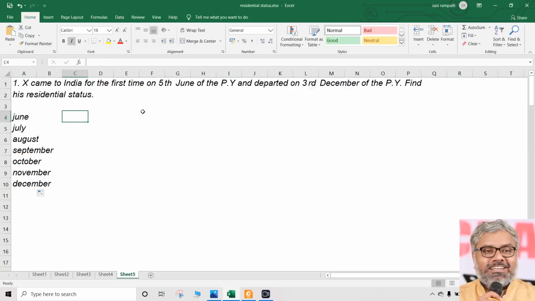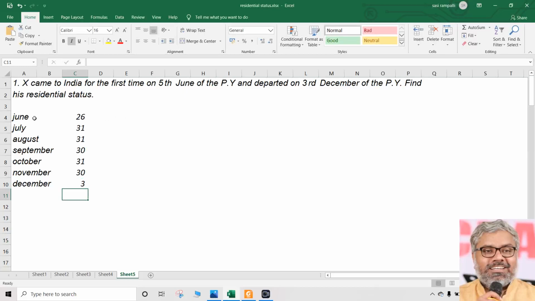In June, how many days he stayed, including the day of arrival, which is 5th June. So how many days in June would he have stayed? After 4th June, how many more days will be there? 26 days. That is in June. July has 31, we should know that. August has 31. September has 30, October has 31, we should know that. November has 30. December he stayed for only 3 days, again including the day of departure.